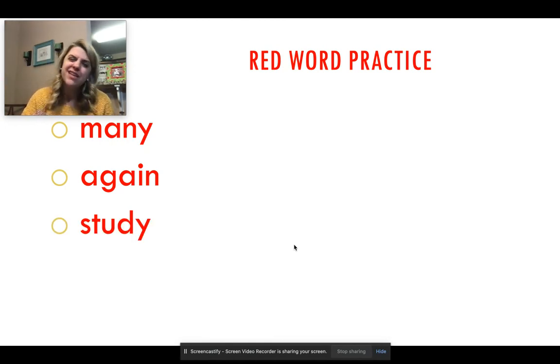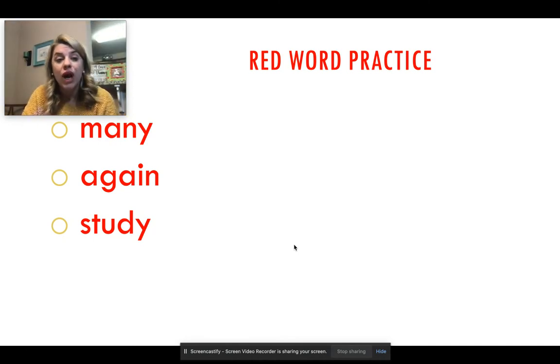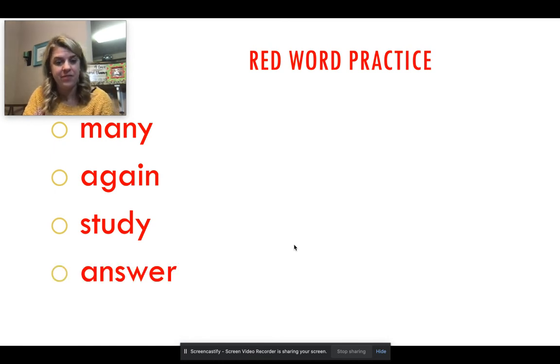Okay, our next word is study. Now, sometimes this word means to study, like I've really got to look at my notes. I've got to make sure I know everything, right? It can mean study, like at school. Or it could also mean that you look closely at someone. So study, okay? S-T-U-D-Y, study.